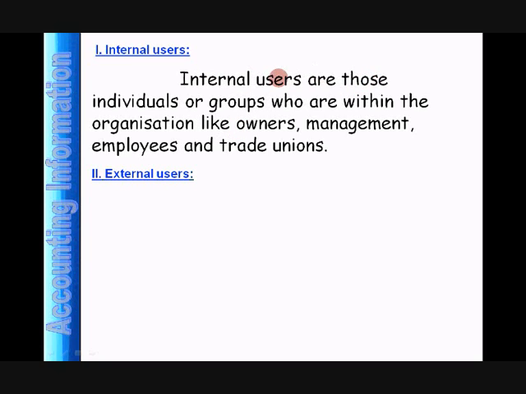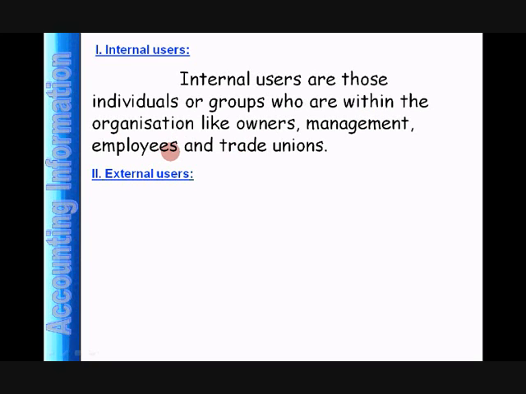Everybody is a user. The boss may not know who sold what. What is the everyday collection? What is the accounts payable position? All this information the boss has to know. The manager or the CEO of the company cannot go to every division and ask. So all this information has to be provided at the end of the day.